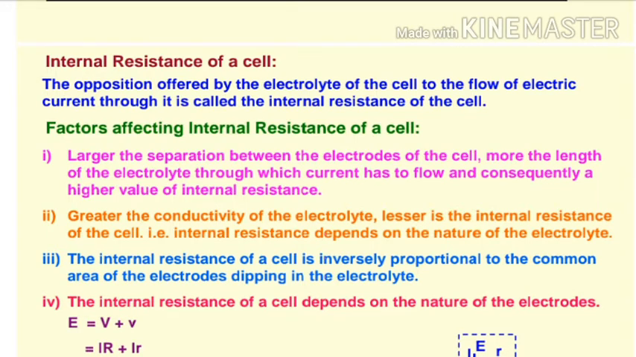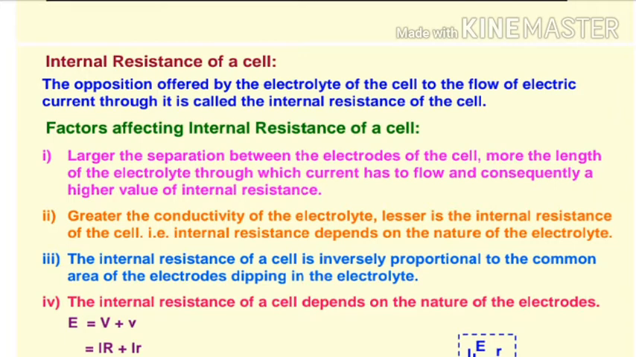Now, what factors affect the internal resistance of a cell? The first factor is that the larger the separation between the electrodes of the cell, meaning a large distance between the electrodes, the more the length of the electrolyte through which current has to flow, and consequently the higher the value of internal resistance.